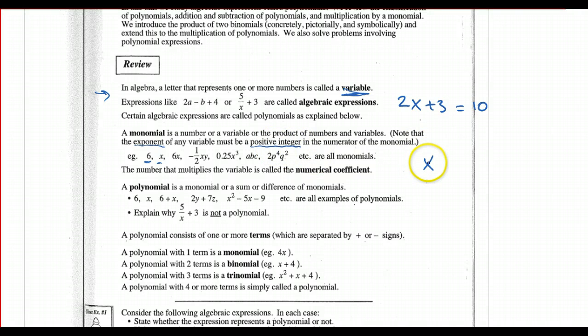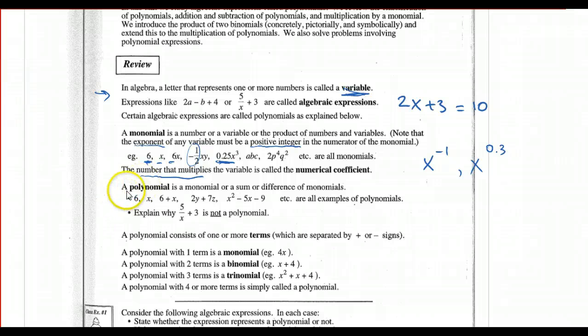So if you have x to the negative 1, that is not a polynomial or a monomial because of the negative exponent. Or same thing like x to the power of 0.3, that is not going to cut it. Okay, the number that multiplies the variable is the numerical coefficient, and you've heard me use that word before. In this case, 0.25 would be the coefficient, negative 1/2 would be the coefficient, 6 would be the coefficient, and this 6 here would not be a coefficient because it's just by itself. You need to have a variable in front of it.